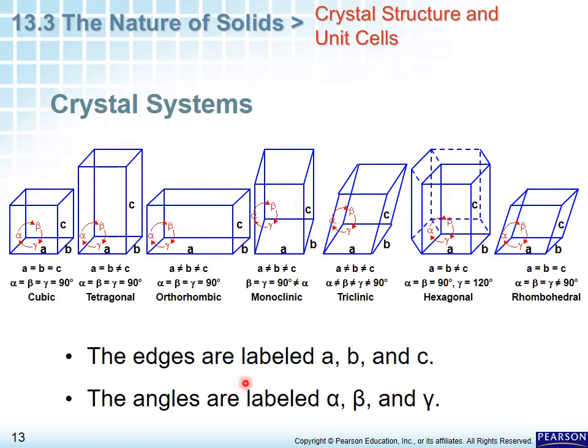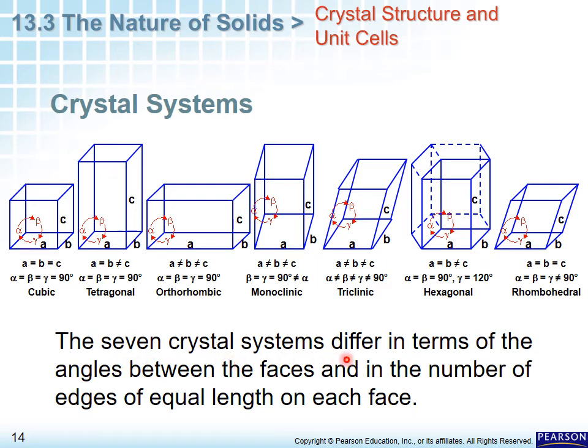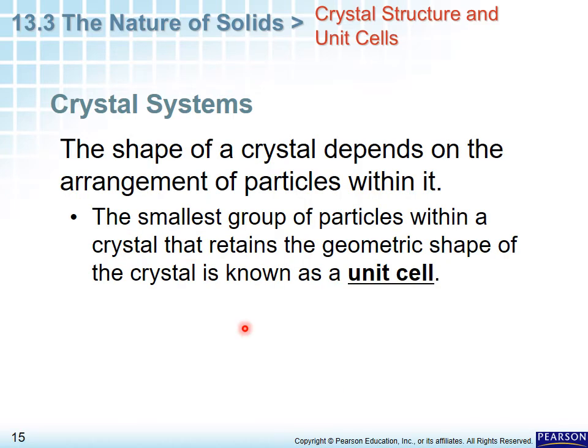Now the edges are labeled A, B, C, and the angles are labeled alpha, beta, and gamma, as I explained. The 7 crystal systems differ in terms of the angle between the faces, and in the number of edges of equal length on each face. The shape of the crystal depends on the arrangement of the particles within it. The smallest group of particles within the crystal that retains the geometrical shape of the crystal is known as the unit cell.